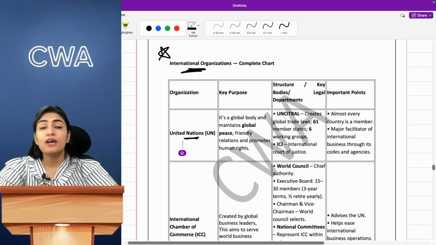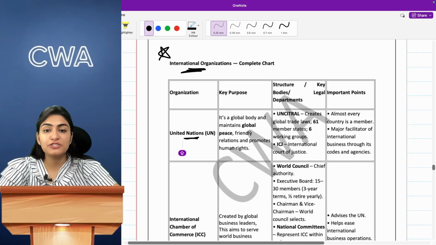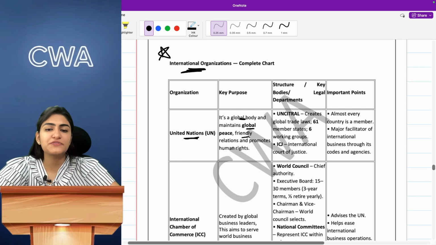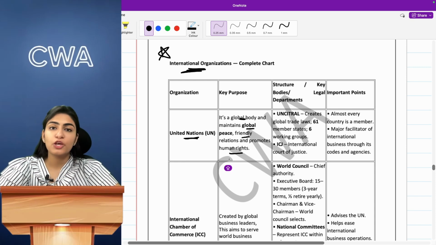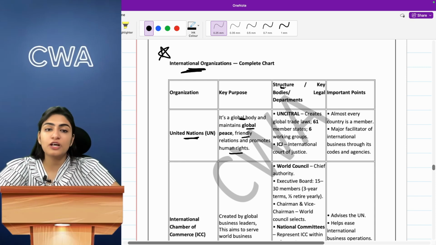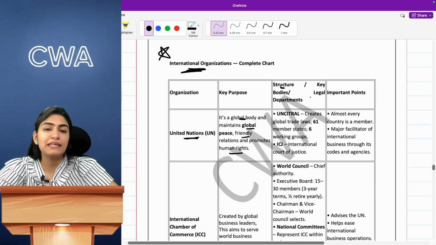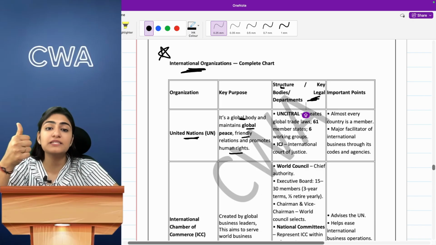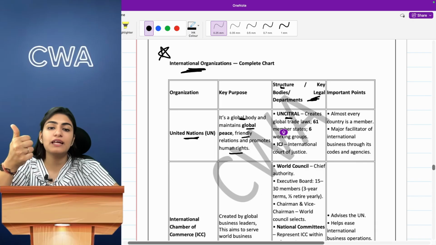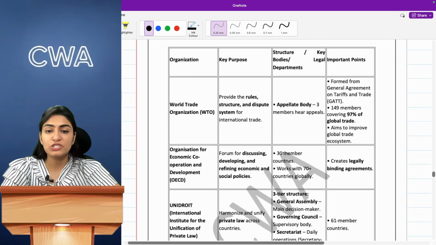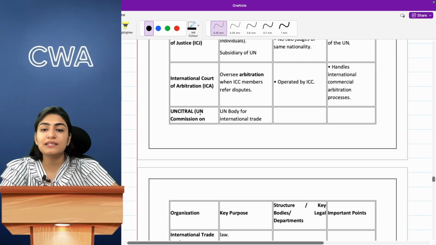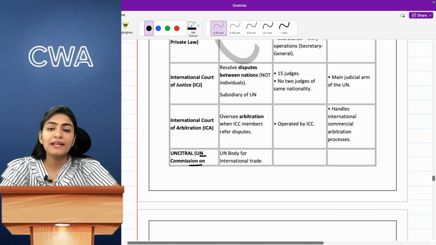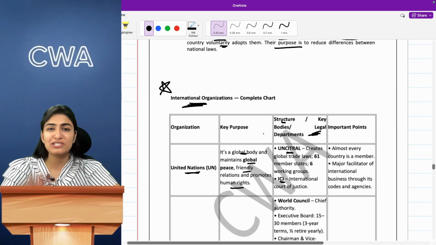The first one is the UN, United Nations. What is the purpose of the United Nations? It is a global body and it maintains global peace, friendly relationships and promotes human rights. What is the structure of the UN and its key bodies or legal departments, to be precise? It has two departments. The first one is UNCITRAL and the second one is ICJ. UNCITRAL is basically the UN Commission on International Trade Law. It is a UN body for international trade.